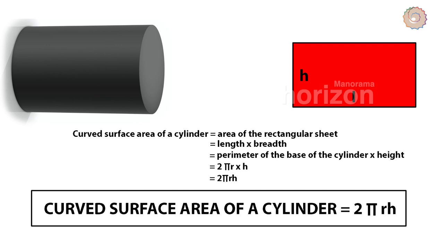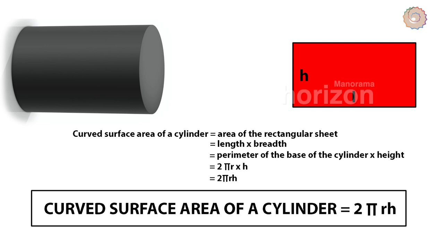First, take a rectangular sheet of paper whose length is just enough to go around the cylinder and whose breadth is equal to the height of the cylinder, as shown. The area of the sheet gives us the curved surface area of the cylinder. Note that the length of the sheet is equal to the circumference of the circular base, which is equal to 2 pi r. Therefore, curved surface area of the cylinder is given by the area of the rectangular sheet.